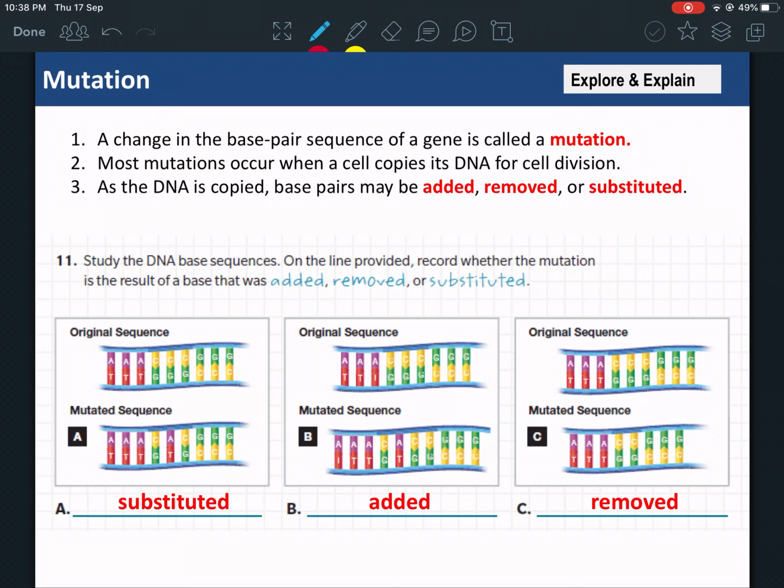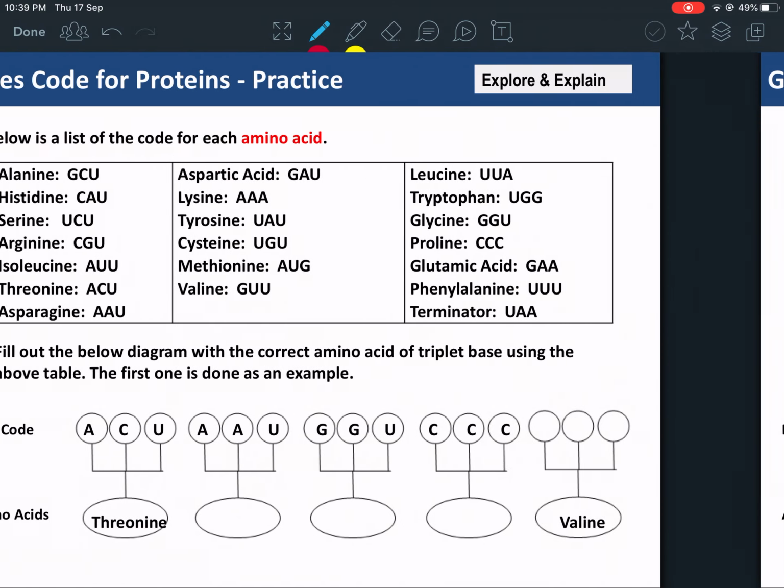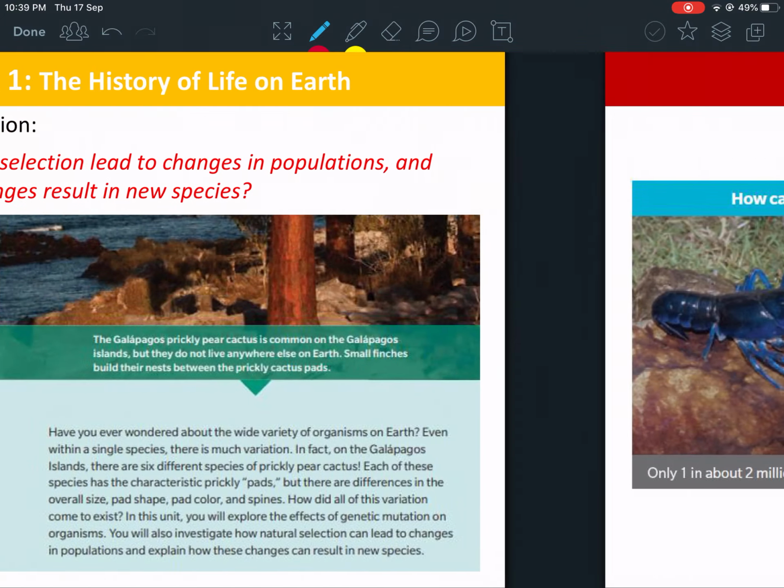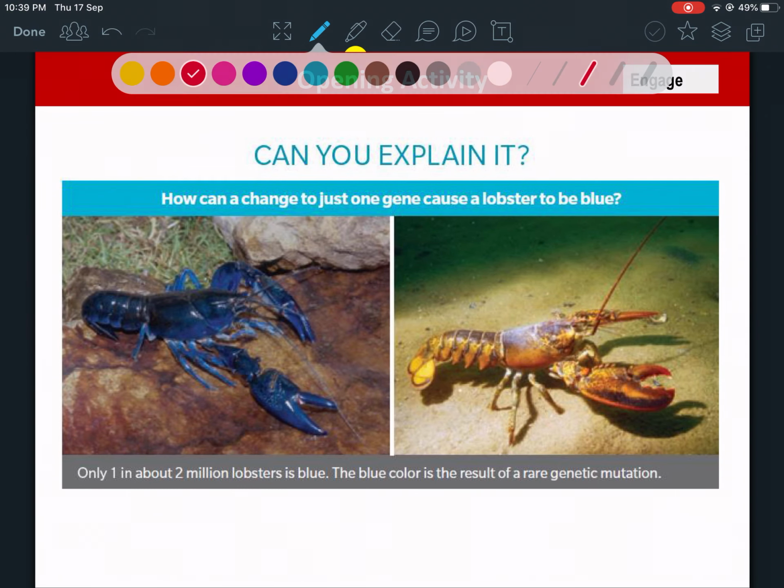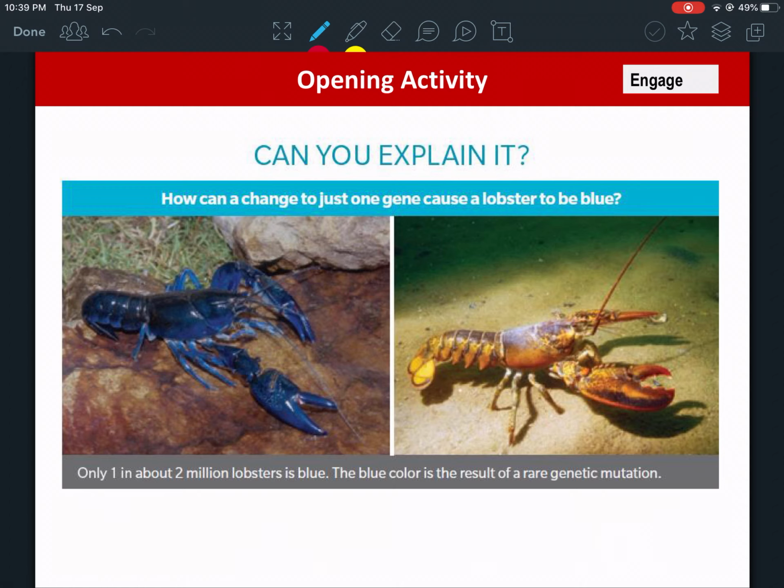And this mutation might cause a change in the body, like albinism, or we'll talk about that later. We'll talk about albinism later. I'm gonna show you some pictures during the lesson. But something might happen to the organism. For example, if we go back to the first part of the lesson, this is a mutation. Remember when we said that this is a mutation? Something happened in the gene here.